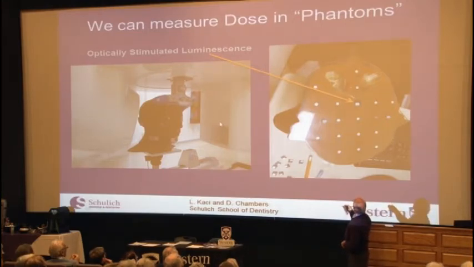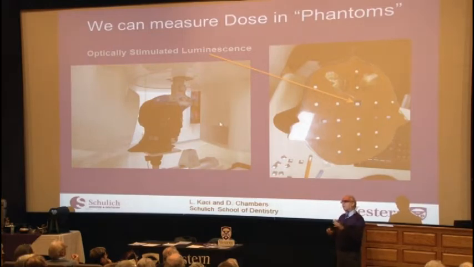And at each of these little white spots, we can place some radiation sensors. So we can measure the dose at every location in this artificial head. That's one way to estimate what people receive during these procedures. These are called dosimeters, and we can measure that throughout the body.